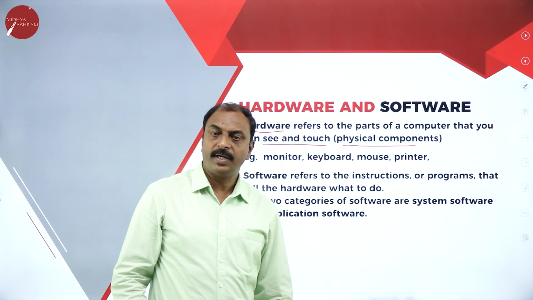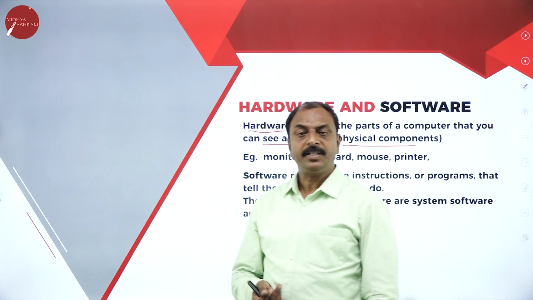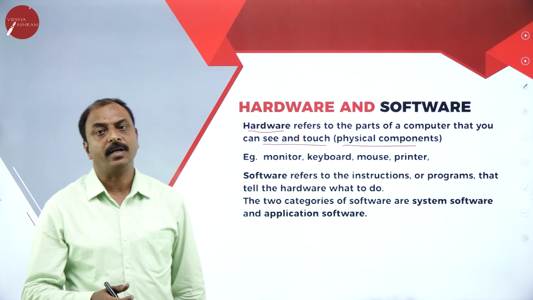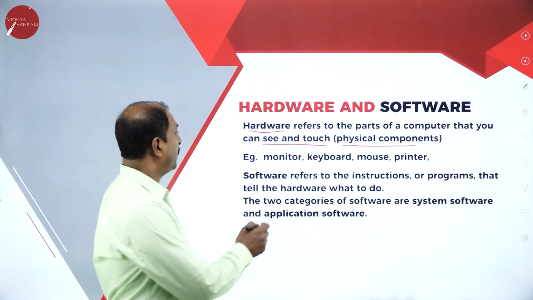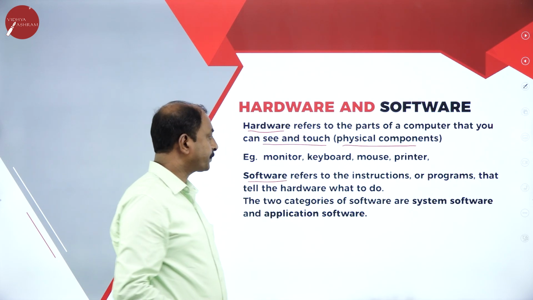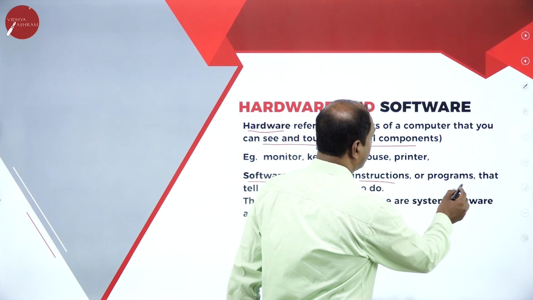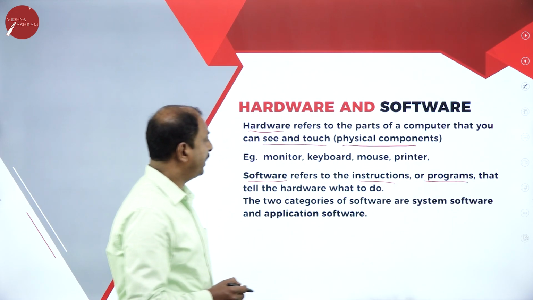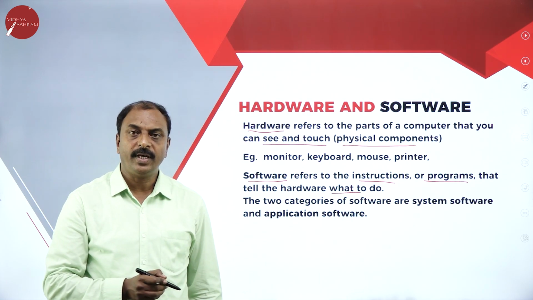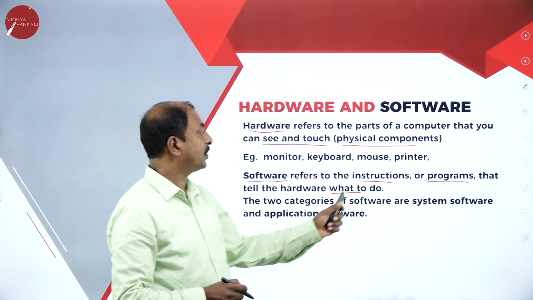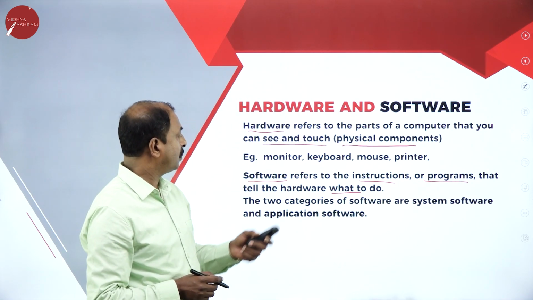So what is hardware? Hardware is nothing but the physical component of a computer which we can see, feel, or touch. That is hardware. The next definition is software. Software refers to the instructions or programs that tell the computer or the hardware what to do. So what is software? Software is a set of instructions, or computer programs.